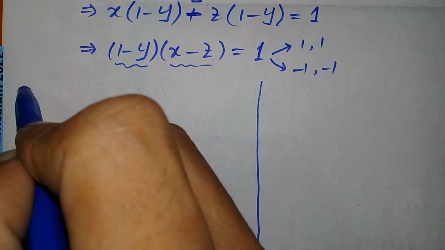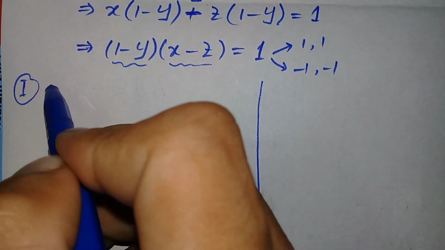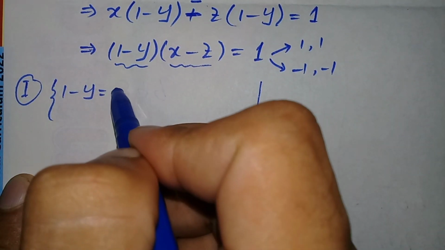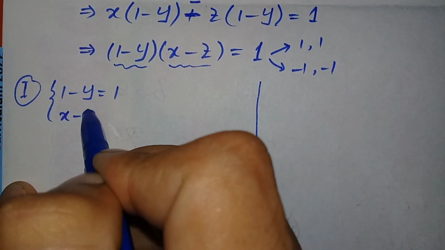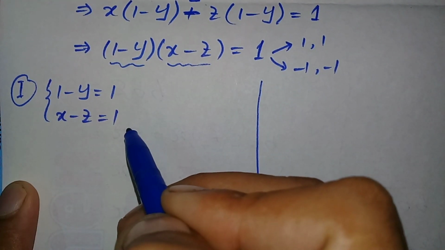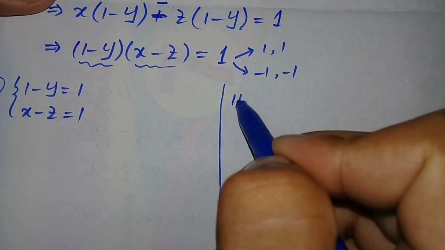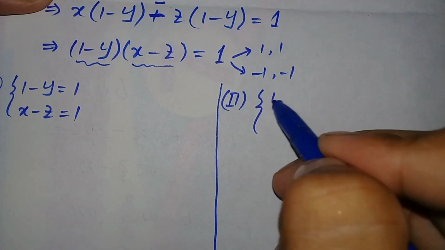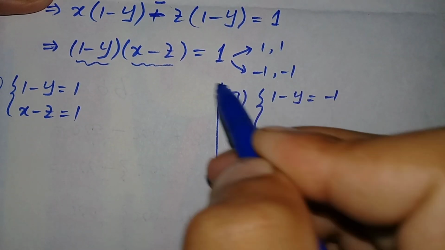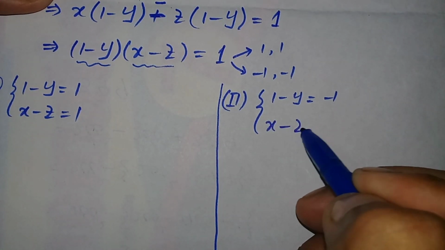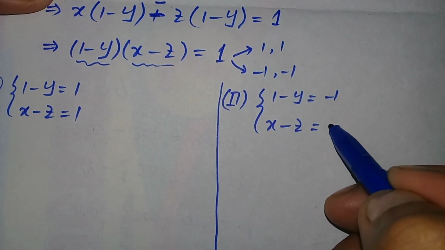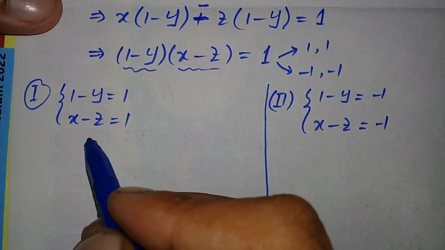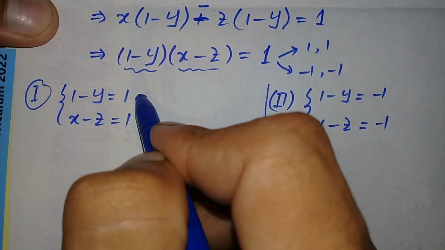So let's try. Case 1: 1 - y = +1 and x - z = +1. And case number 2 is 1 - y = -1 and x - z = -1. First of all, we will solve case 1 to find the values of x, y and z.